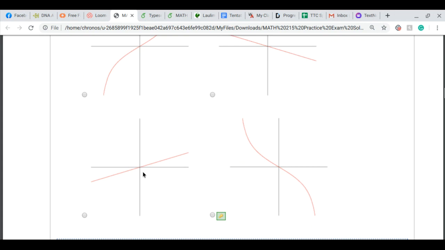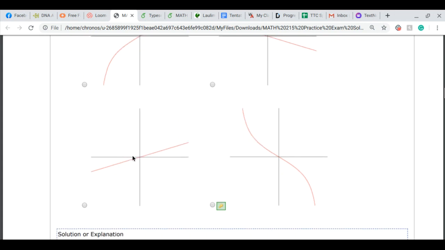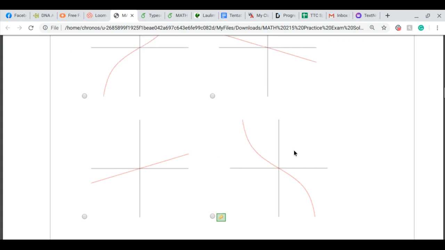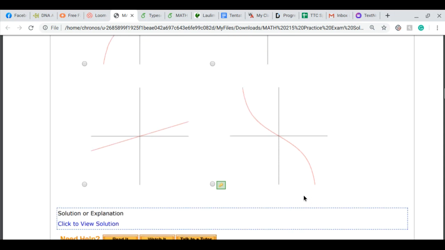This we can definitely throw away, again, because f prime is not negative when x is less than 0, it's positive. And this is the correct answer. F prime has an asymptote, it's a huge, huge slope, goes down to 0, and then becomes very, very negative.